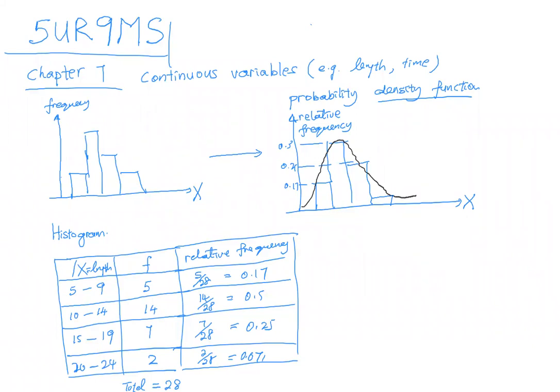The function for this curve is called the probability density function. Are you clear? So this is what we want to talk about. Whatever value shown here is the relative frequency. Got it? So bear that in mind. This is how we get to this probability density function.